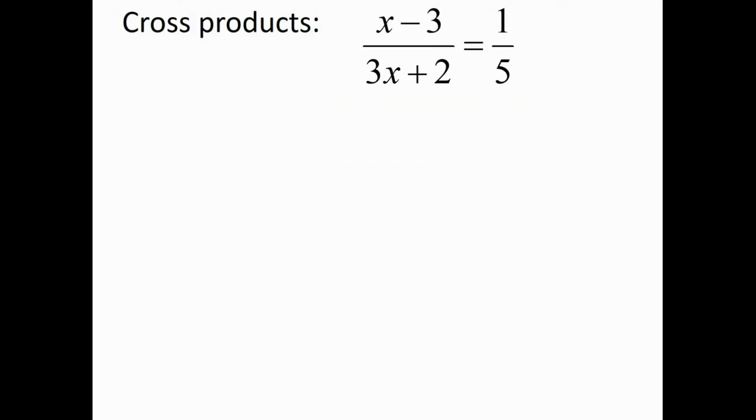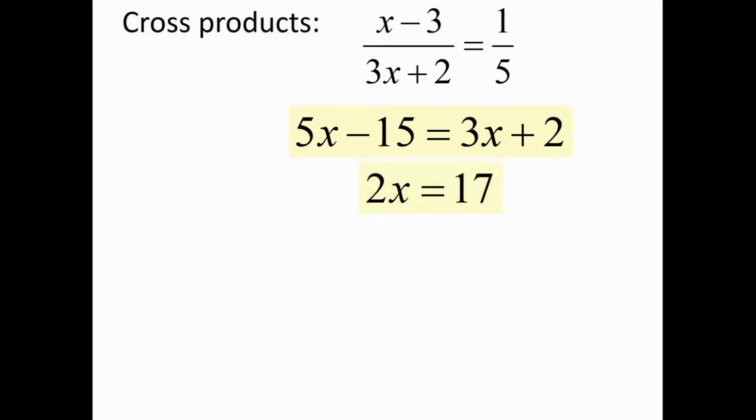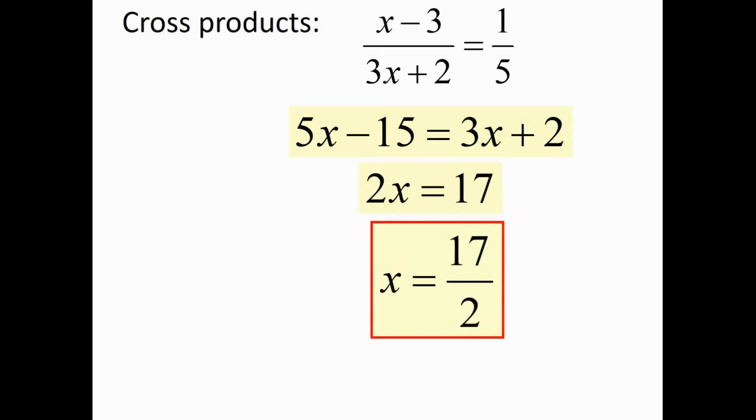Another solution. X minus 3 over 3x plus 2 is equal to 1 over 5. So, x minus 3 times 5 is 5x minus 15. 3x plus 2 times 1 is 3x plus 2. Pagsamahin lahat ng may variable at lahat ng walang variable. So, that will leave you 2x is equal to 17. Dividing both sides by 2, x is 17 over 2.